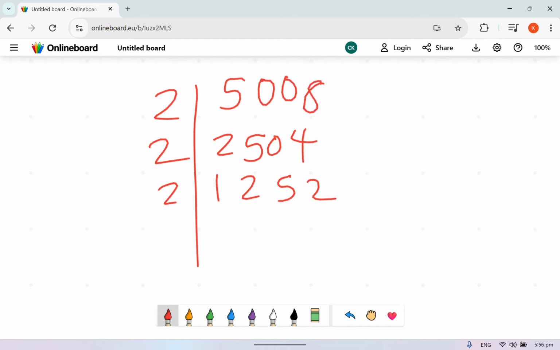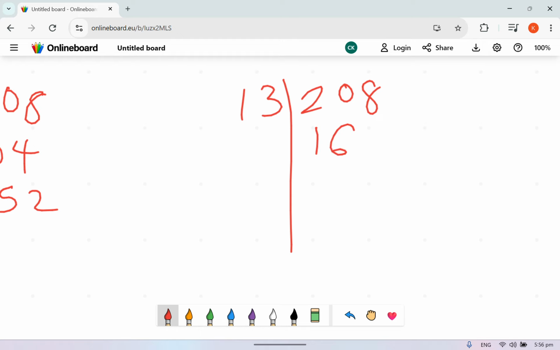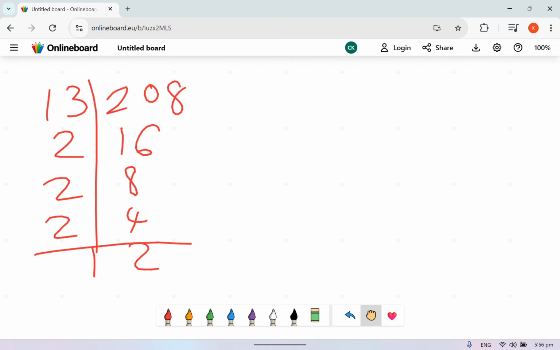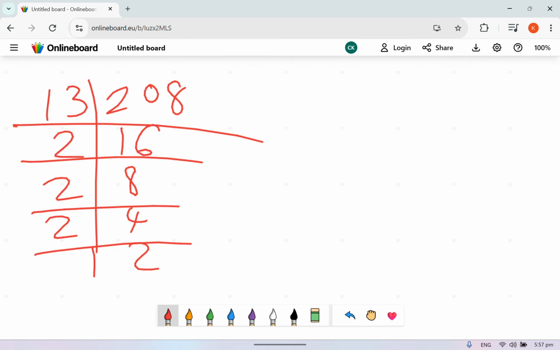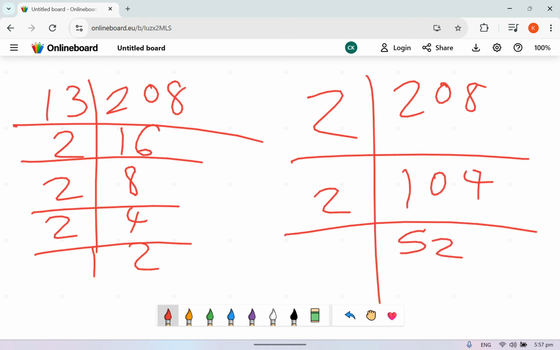I'll give you an example, my 208 example just now. Some people can decide to do 208 divided by 13 first. 16. 16 divided by 2, 8, 2, 4, 2, 2. There you go. But some people want to do it this way. There will be 104, 52, 26.